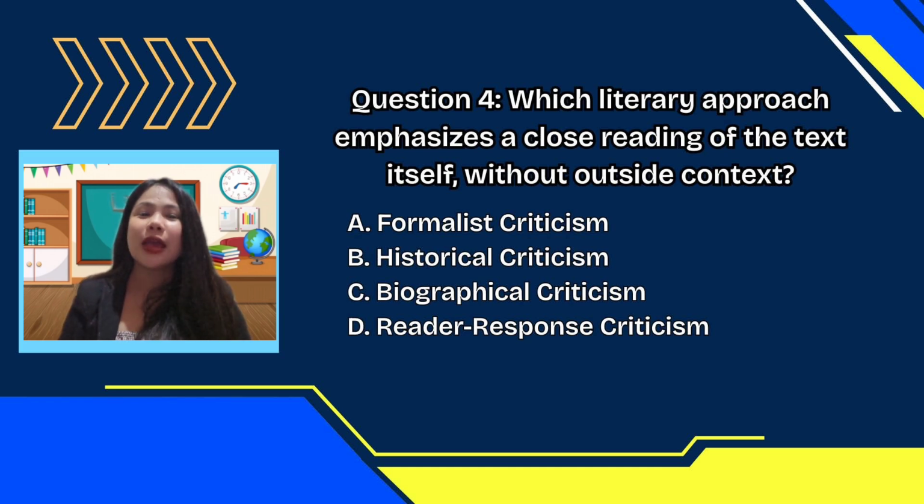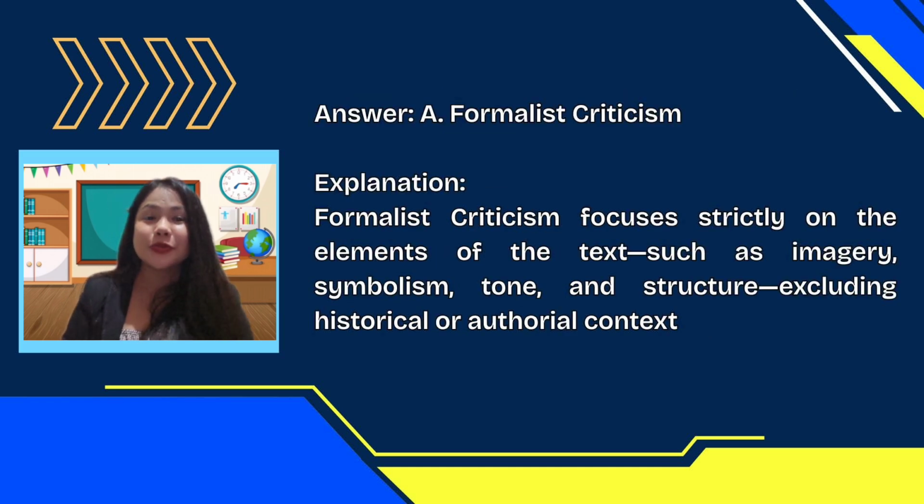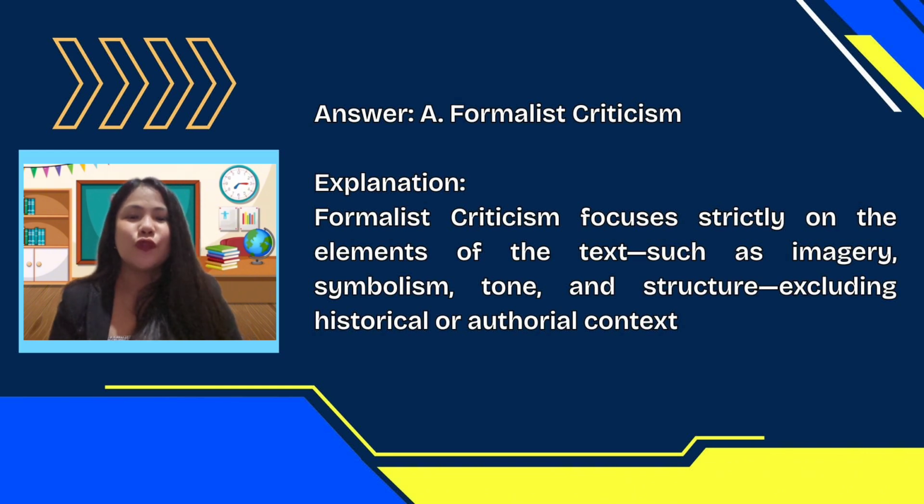The answer is A. Formalist criticism. So formalist criticism focuses strictly on the elements of the text, such as imagery, symbolism, tone, and structure. It excludes historical and authorial context.